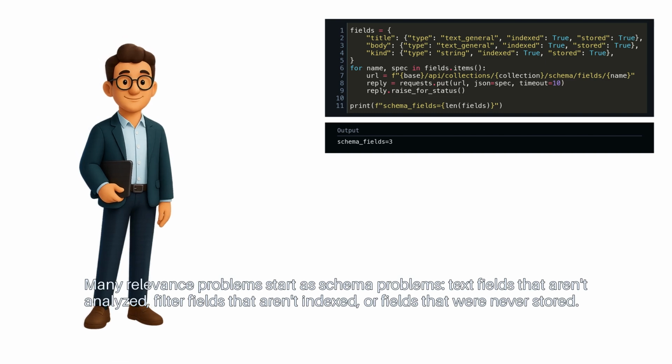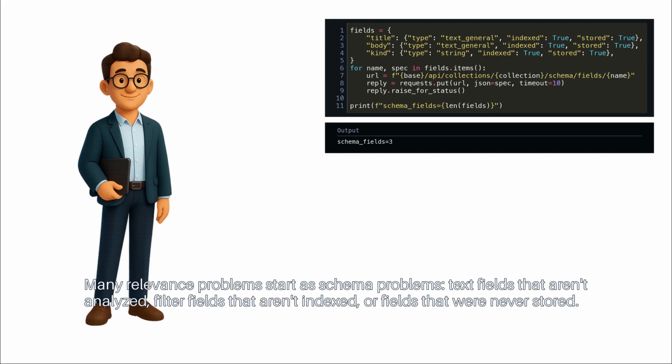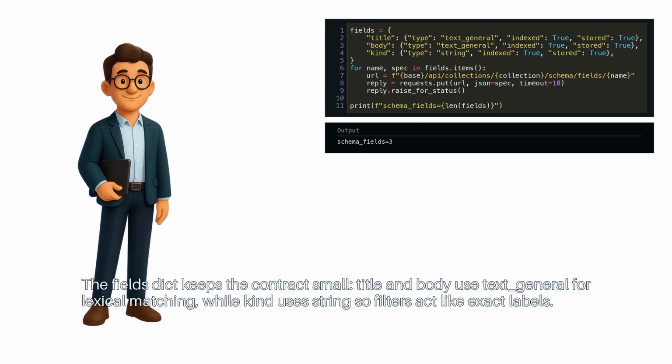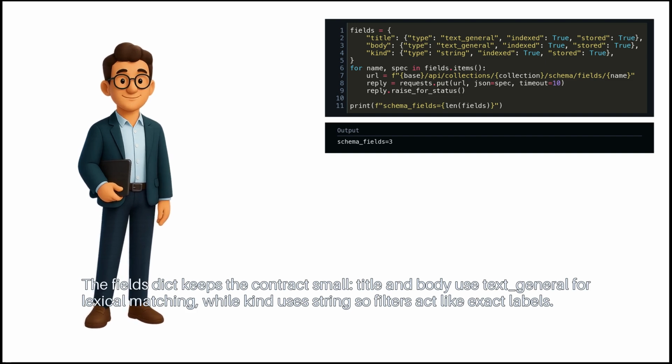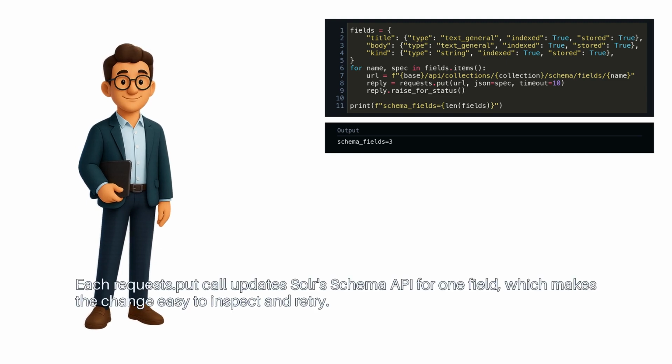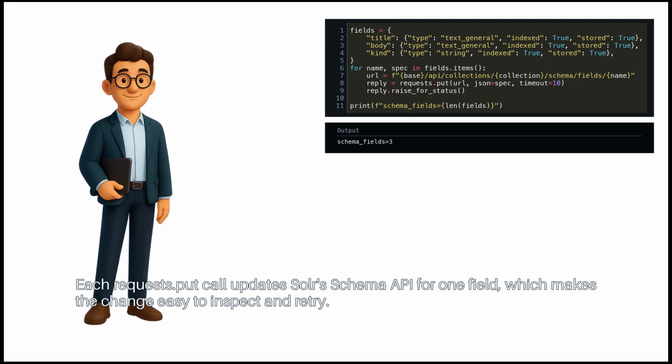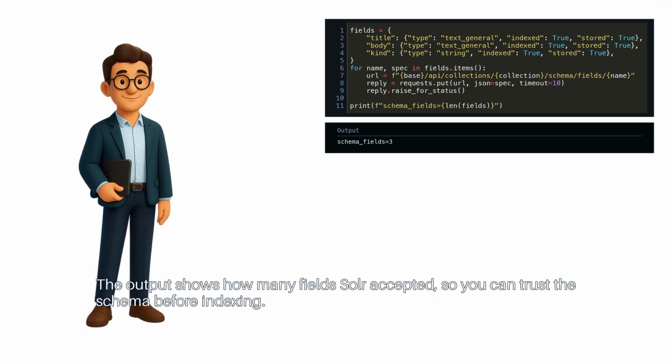Many relevance problems start as schema problems. Text fields that aren't analyzed, filter fields that aren't indexed, or fields that were never stored. The fields dict keeps the contract small. Title and body use text_general for lexical matching, while kind uses string, so filters act like exact labels. Each requests.put call updates Solr's schema API for one field, which makes the change easy to inspect and retry. The output shows how many fields Solr accepted, so you can trust the schema before indexing.